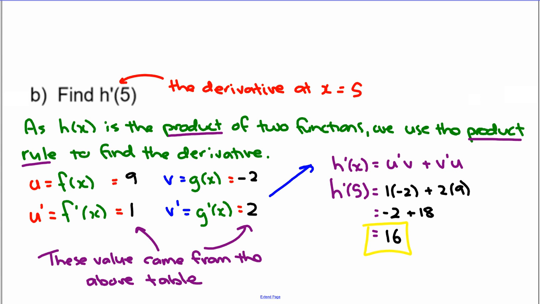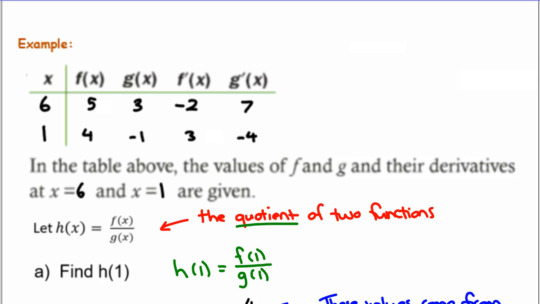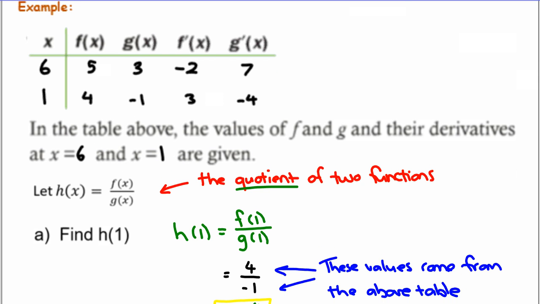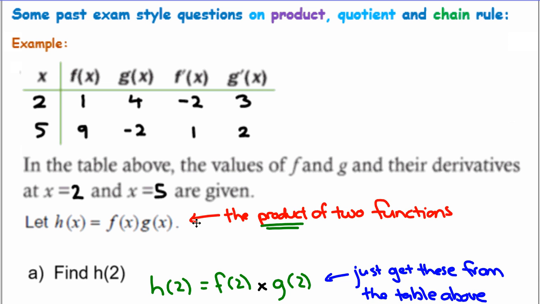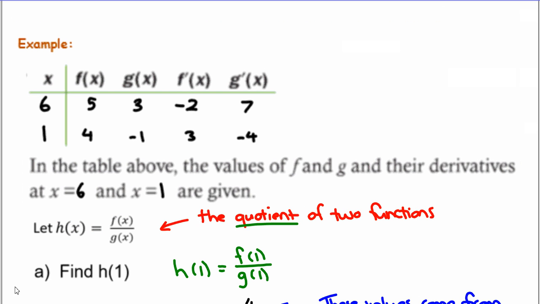Let's try another similar one on the next page, but if you're given the quotient rule instead. Similar kind of setup. In the table above, the values of f and g and their derivatives are given at x equals 6 and x equals 1. But this time they're saying let h of x equal f of x divided by g of x. Remember on the previous one it was f of x times g of x, the product of two functions. This time we've got the quotient of two functions. So if we're dealing with a derivative, we need to use the quotient rule instead.